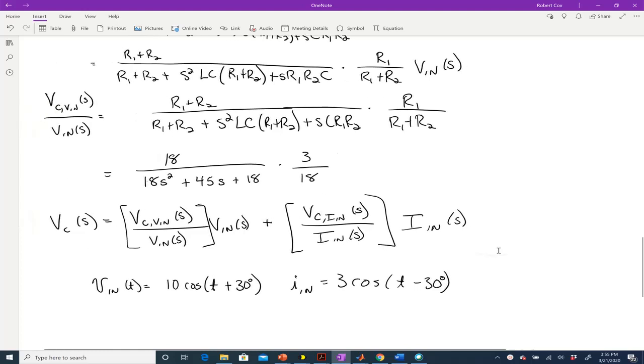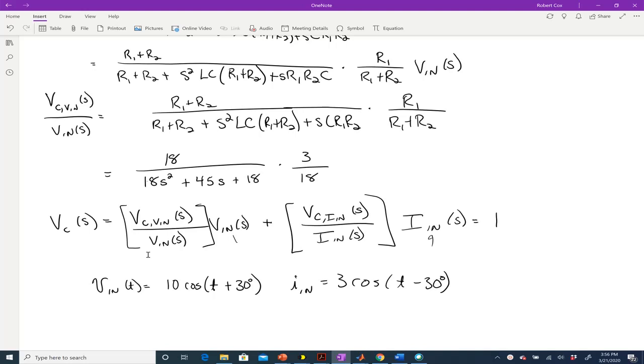Okay, so let's look at the second part of this. In the first part, we figured out the transfer function that would tell us how to get from Vn to V sub c and how to get from In to V sub c. So this was what we said. Now the total result is whatever the Vn component is plus whatever the In component is.